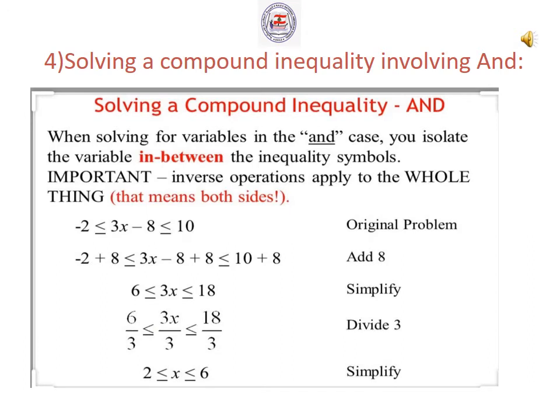Solving a compound inequality involving "and." When solving for variables in the "and" case, you isolate the variable in between the inequality symbols. Important: inverse operations apply to the whole thing. You can solve an inequality like -2 < 3x - 8 < 10 by working on all three parts of the inequality at the same time. You will work to isolate the variable between the inequality symbols. First step, we add 8, then we divide by 3. x is between 2 and 6.